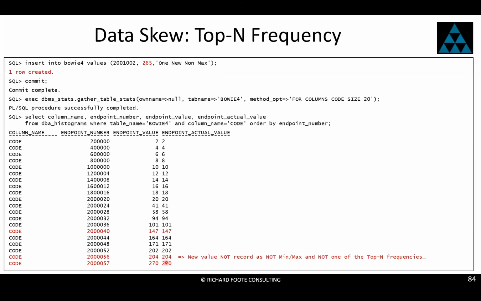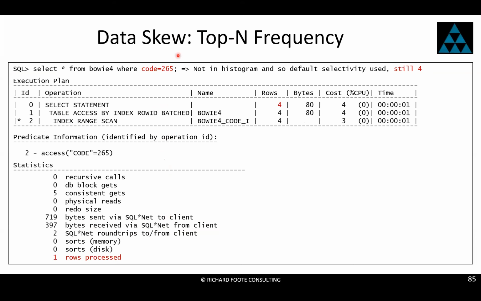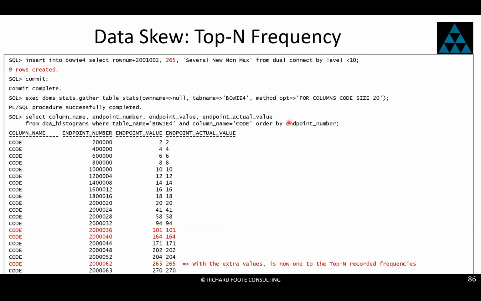265 is within my min and max. It's only one though, so it's not enough to be one of my top-N frequencies. So 265, even though there's only one of them, isn't in my top frequency because it's not one of my top 20. So it's going to default to the behavior, well, what is the minimum value? If I insert a whole bunch more 265s, and it now becomes one of the top 20 most common values, then suddenly it will become part of my histogram.